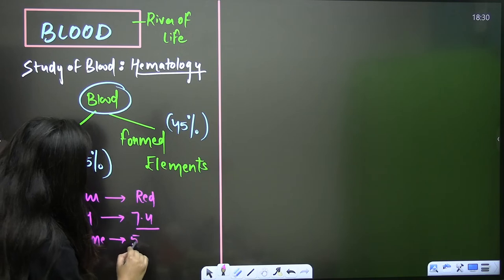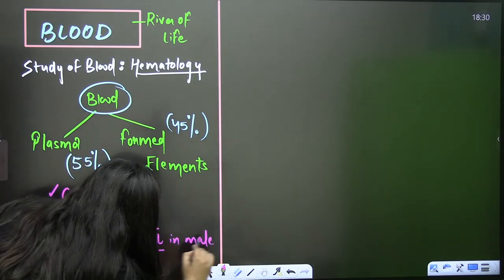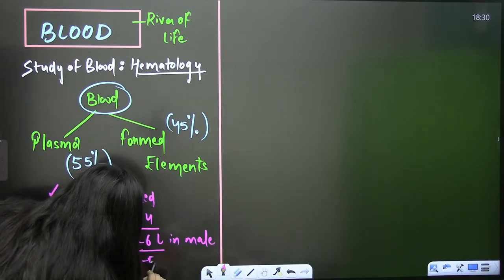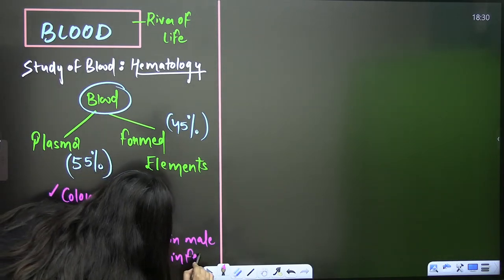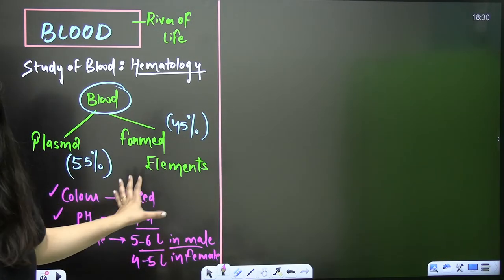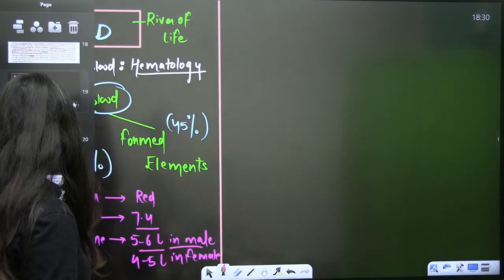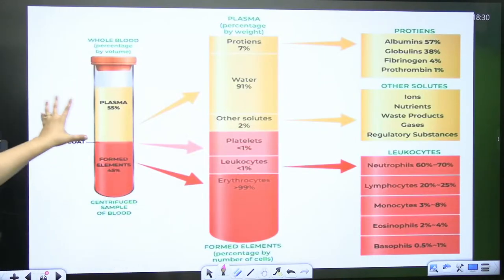So it is near about 5 to 6 liters in the male body and 4 to 5 liters in the female body. That much blood we all have, clear? Now look at this slide.